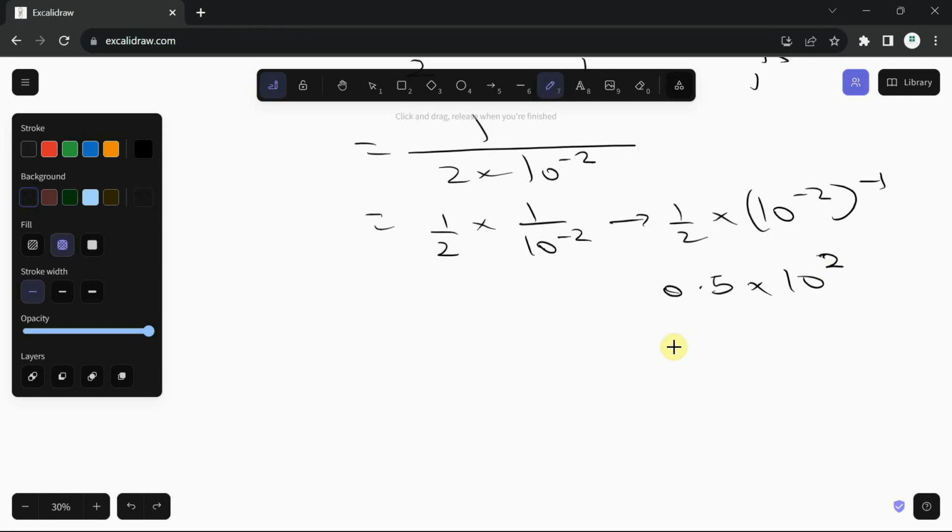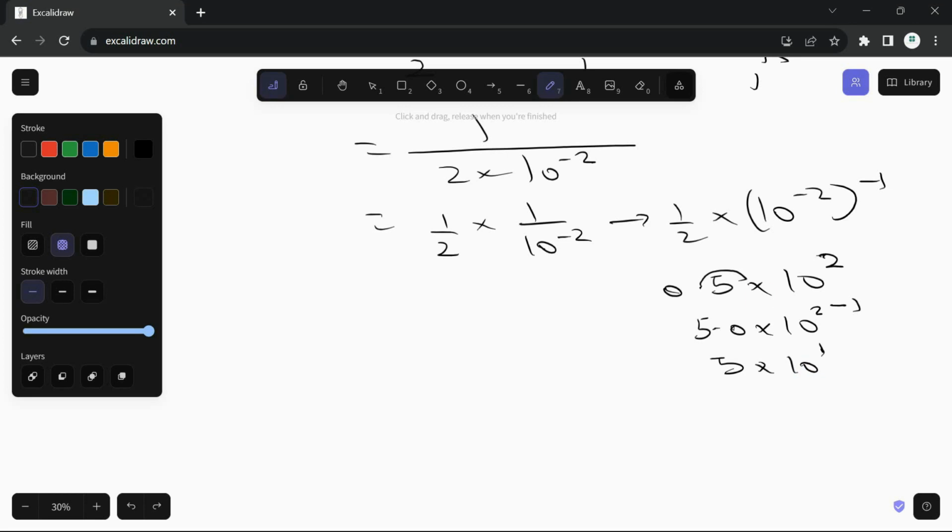Great. Is this in standard form? No. Right? It has to be a number between 1 and less than 10. So this is 0.5. So I need to move this back one time. So that will be 5.0 times 10 raised to the power of 2. Then I move the 1 back. So that will be minus 1. So that will be 5 times 10 raised to the power of 1.